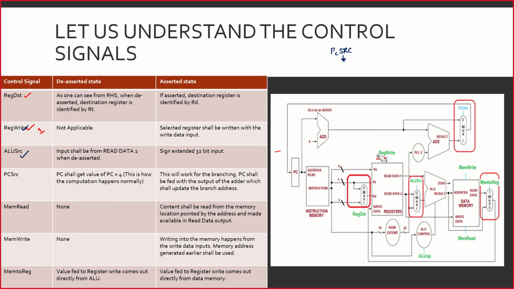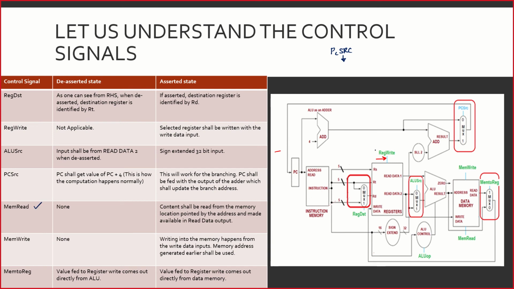The first signal being REG DST, which will select the register destination. The second signal being REG write, which will enable us to write the content into the register that is destined for the return process to be completed. And ALU SRC will select the input to the ALU. I mean the second input to the ALU will be selected appropriately through the ALU SRC.